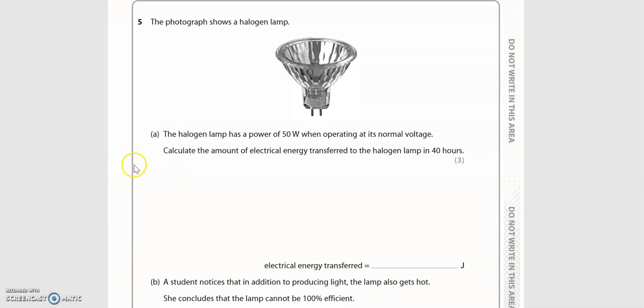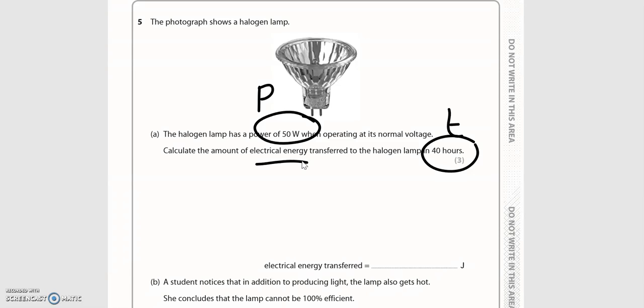Question about electricity. We've got a halogen lamp with a power of 50 watts when operating at its normal voltage. Calculate the amount of electrical energy transferred in 40 hours. So you've been given a power and a time, and you want an energy. So the equation you want to use is energy equals power times time.